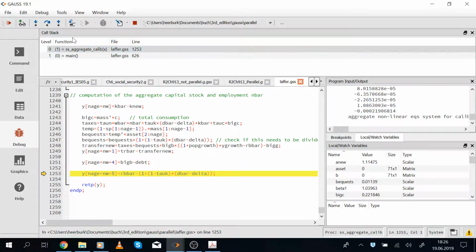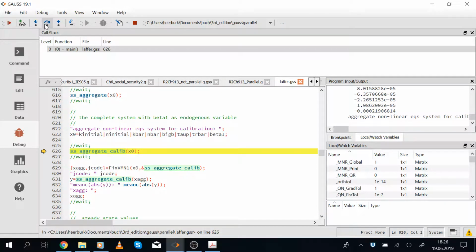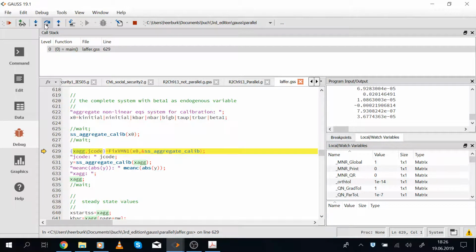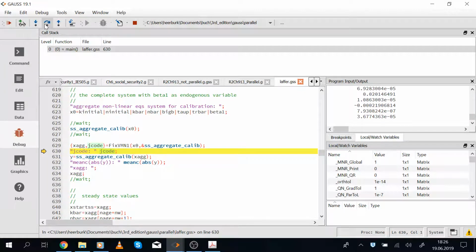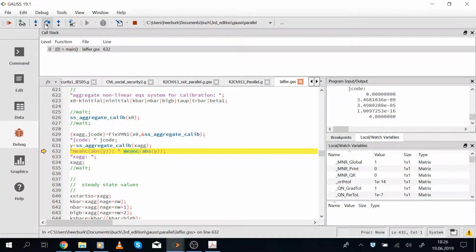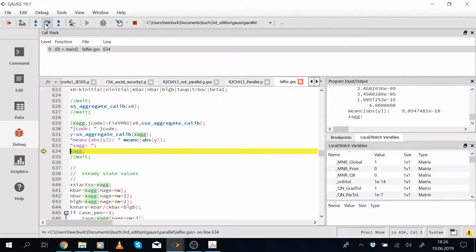aggregate calib. So we can get back out of this procedure here by pressing F10 and returning to the calling menu. And in line 629 we just solve this nonlinear equation problem. The solution is our benchmark calibration for this economy, and we store the values of the solution in x ag, in the variable x aggregate.